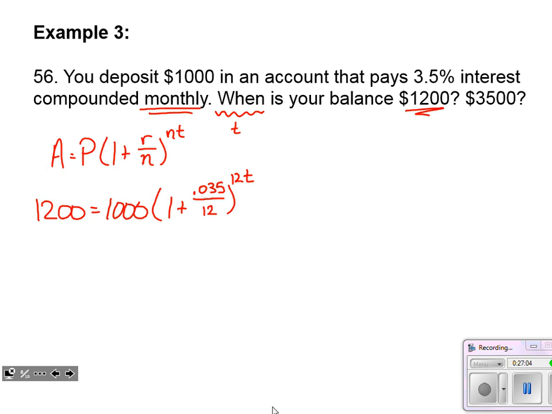Well, this is a situation where we're trying to solve for a variable that is an exponent. All right, we're trying to get to that t right there. First thing we want to do, isolate the exponential. Let's divide out that 1,000.